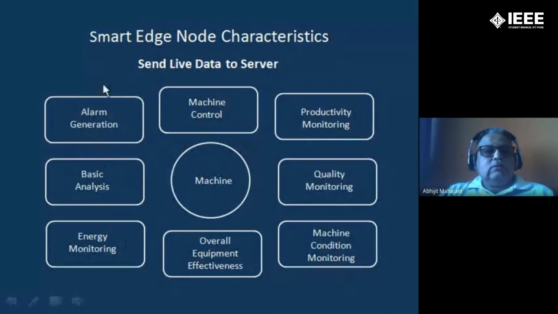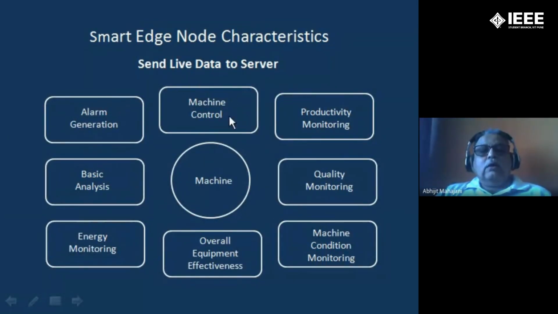Then what is expected is having some kind of alarms. Let's take the example of productivity monitoring. Your cycle time is say 3 minutes, and the operator is not there for 15 minutes. There is no cycle start button pressed for 15 minutes. Obviously, you are losing production time. So that alarm should go to your production manager or your supervisor. Or if your machine gets into some kind of unnatural vibrations, that alarm should go to your maintenance guy. So this kind of alarm generation is something that is expected from your smart edge node devices.